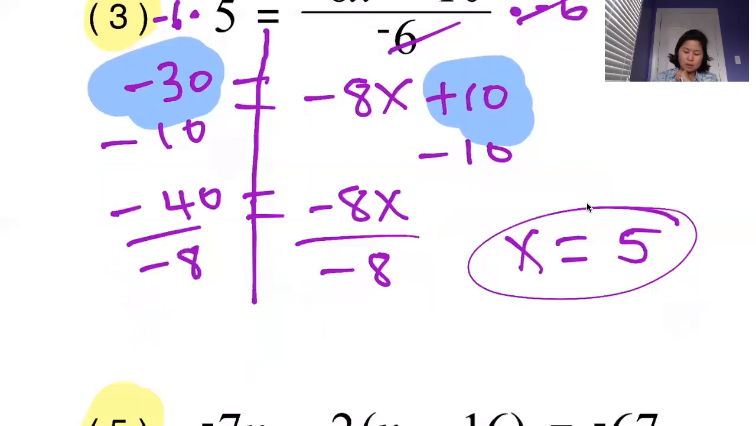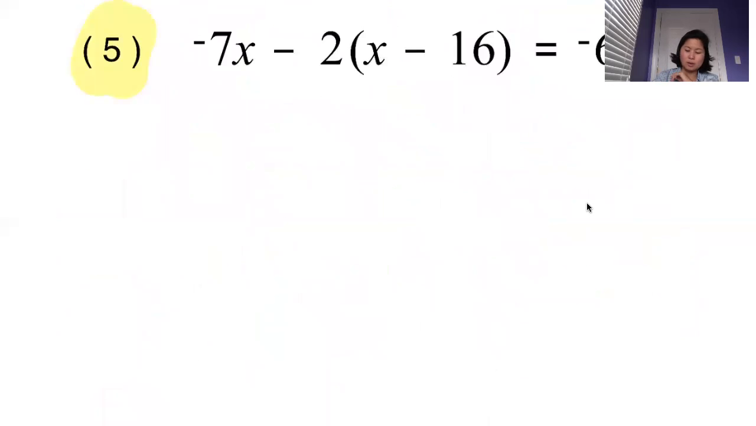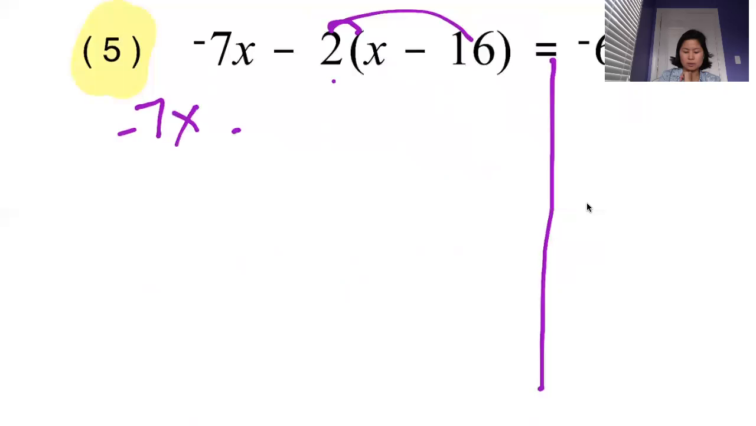Okay, I'm not going to finish number 5, but I can go ahead and start how I would approach this problem. If I see parentheses, definitely I have to distribute that in. Negative 2x, negative, negative turns into positive.